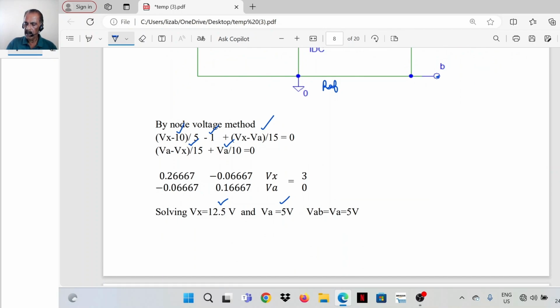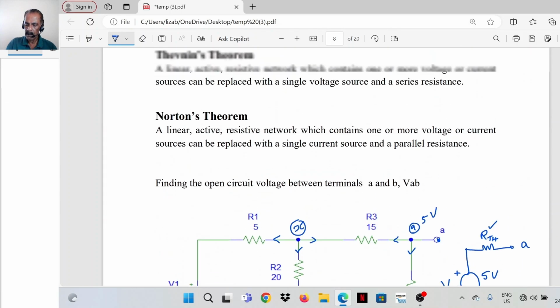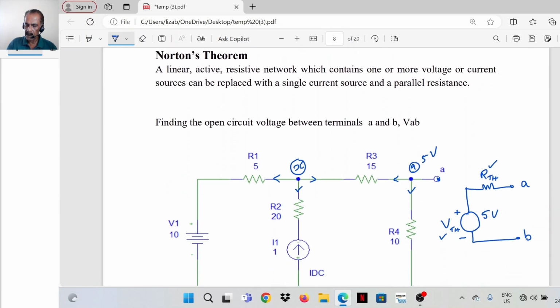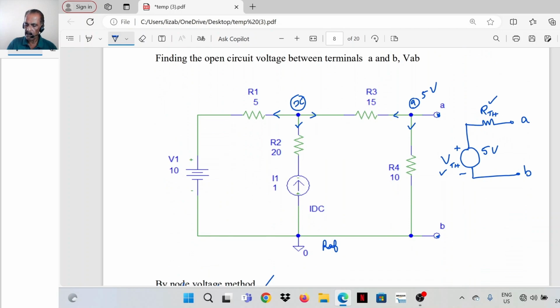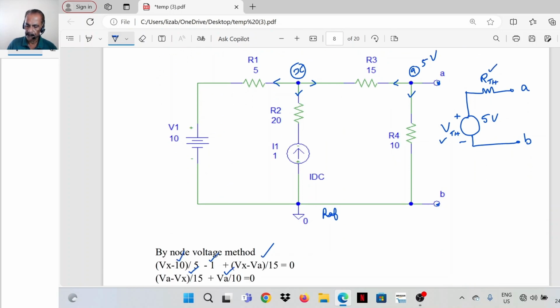Now we have to find the equivalent resistance between terminals A and B. So for that, replace the voltage source with a short circuit and the current source with an open circuit. I'll draw the network here.